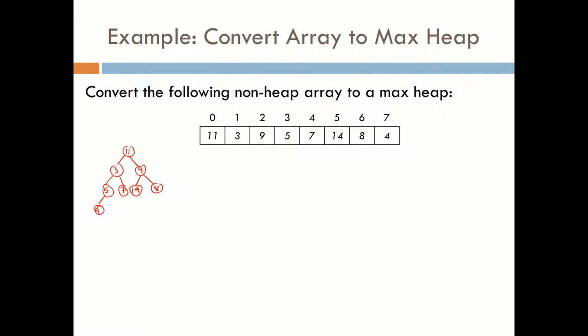As you can see, this is neither a min heap nor is it a max heap. 11 is greater than both 3 and 9, but 3 is not greater than 5 and 7, so it's not a max heap. And 11 being greater than 3 and 9, it's not a min heap.